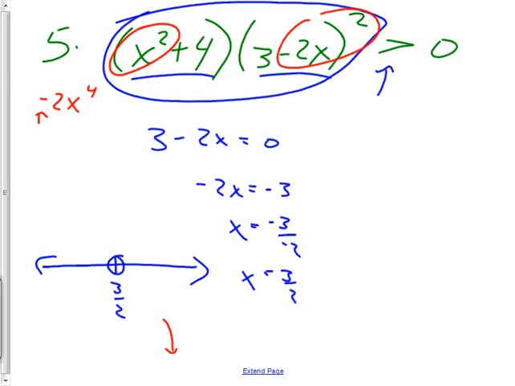Where it touched, was it a bounce there? So it bounces here, and then it must go back down again over there, because it is even, and that means that both ends have to do the same thing. So there's pretty much my graph. And now I hope you can answer the question. When is that thing greater than 0? Never. It's always underneath the line. It touches the line, but that's equal to 0. It wants to know when it's bigger than 0.